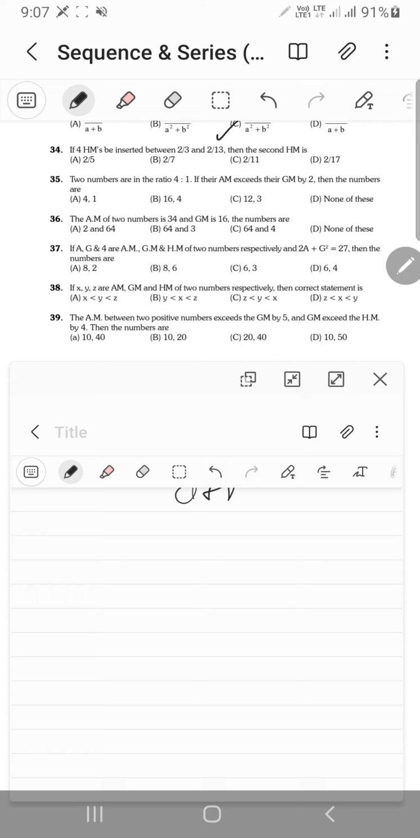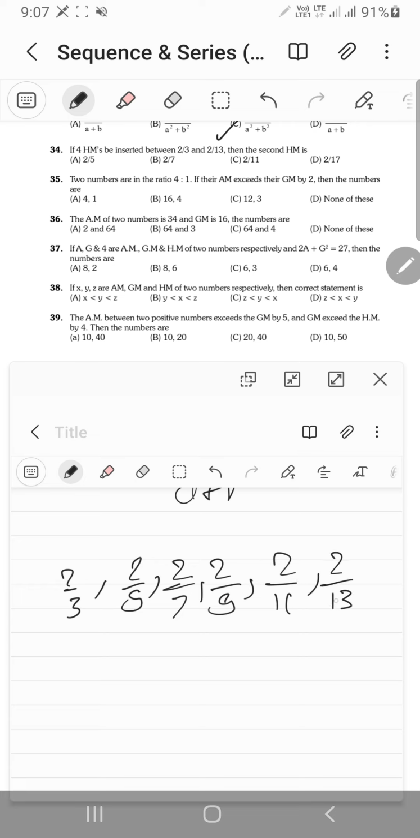Next, 4 HMs are inserted between 2/3 and 2 upon 13. Then the second HM is, oh, so 2 upon 3, this is 2 upon 13. I'm guessing this is like 2 upon something, 2 upon something, and 4 HMs, right? So 13 minus 3 is 10. 10 upon 5, so the difference is 2. So 2 upon 3, 2 upon 5, 2 upon 7, 2 upon 9, 2 upon 11, 2 upon 13. There we go. These are the 4 HMs. The second HM should be this thing. That's just 2 upon 7.